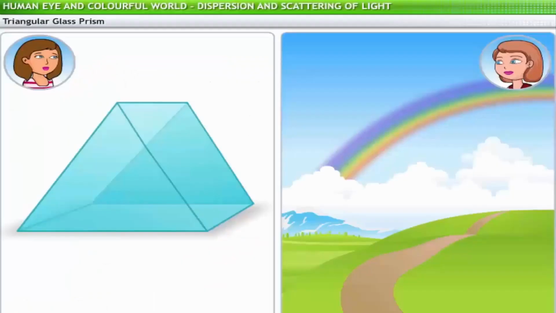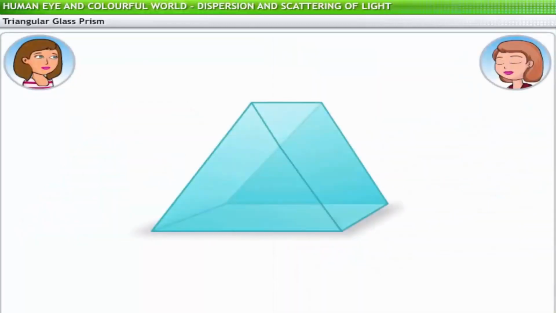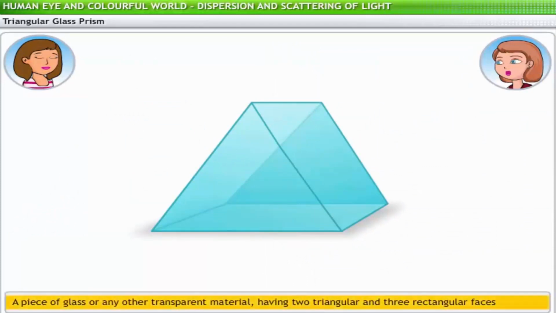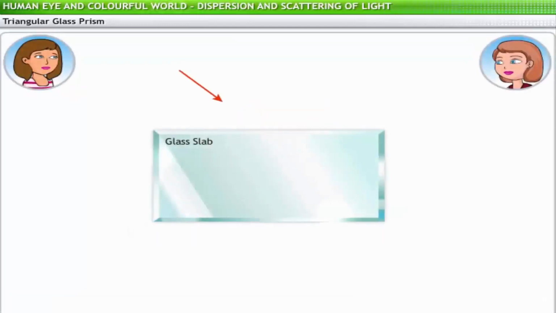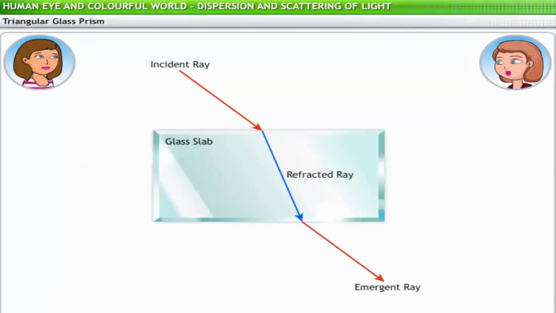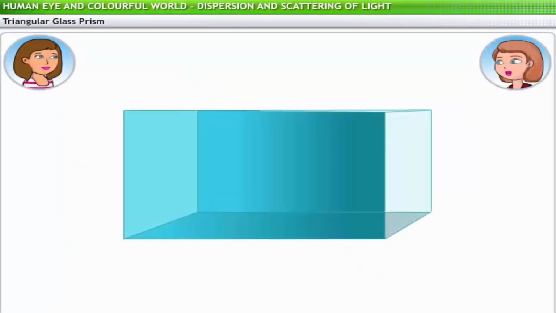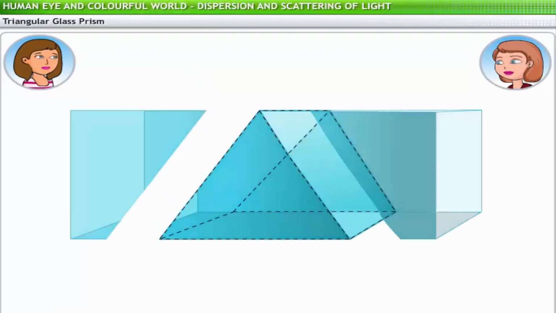You said you could show me a rainbow through a prism. What exactly is a prism? Is a triangular glass prism a special kind of a prism? A triangular glass prism, to be specific, is a piece of glass that has 2 triangular and 3 rectangular faces. You may have studied how light refracts through a glass slab. You can think of a prism as a triangular piece of glass carved from a glass slab.